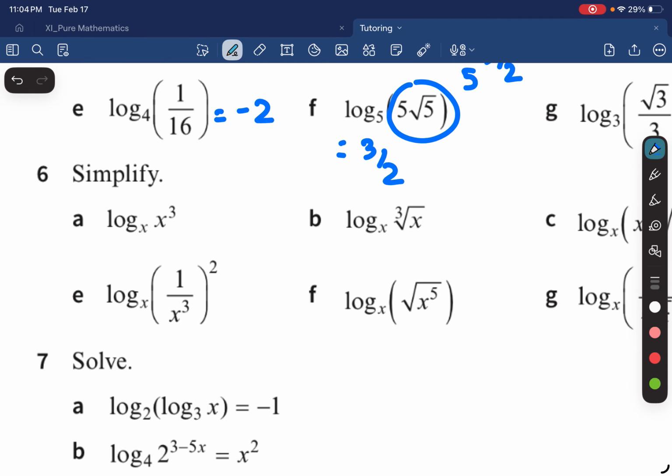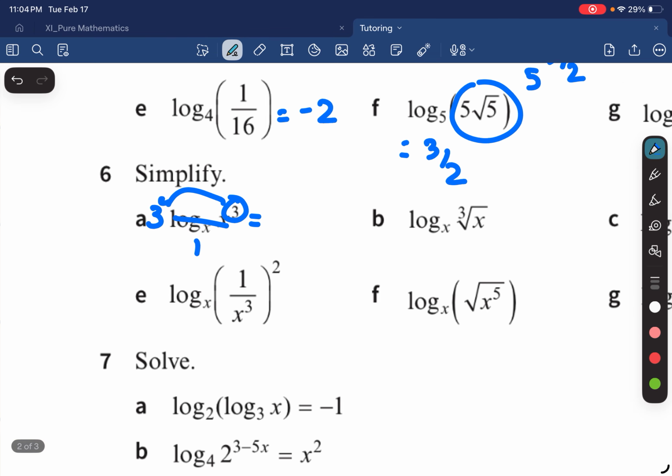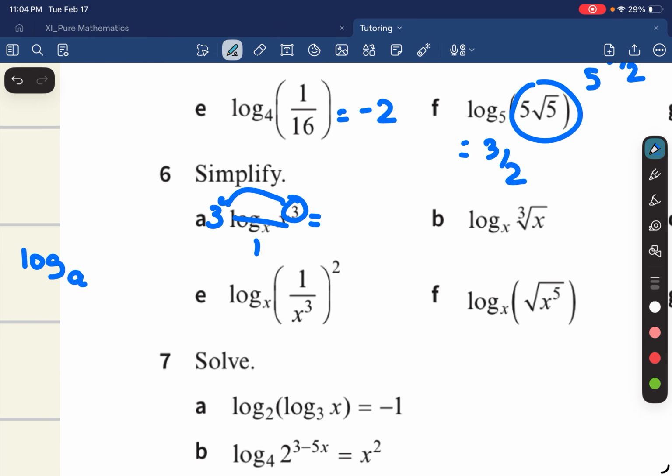Let's look at some of these questions because we haven't done something with base x. But this is, again, fairly simple. You can bring 3 to the front and say that log base x of x is just 1. So you can say, remember that log base a of a is just 1 because a raised to the power 1 is going to give you a. And that tells you that you can bring any exponent to the front. So let me just give you this small formula.